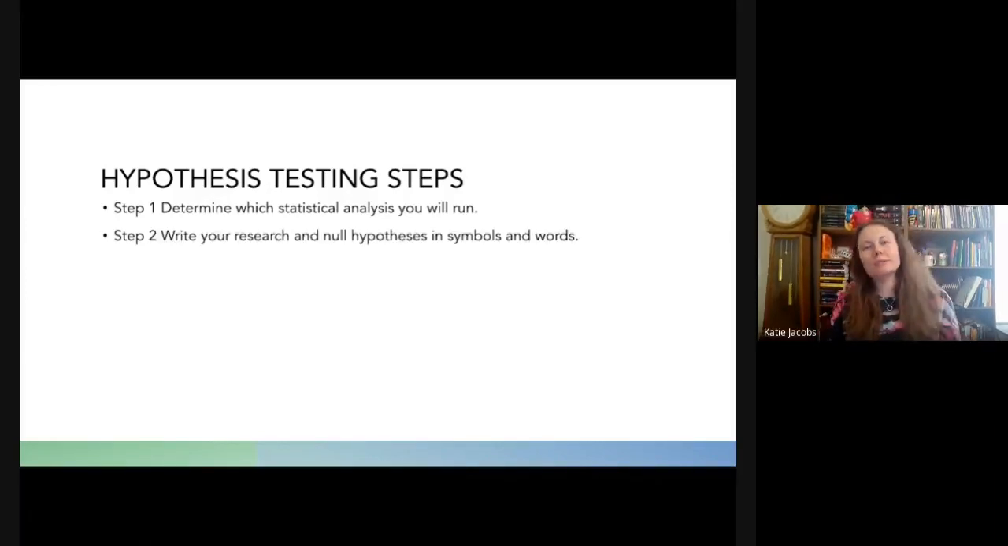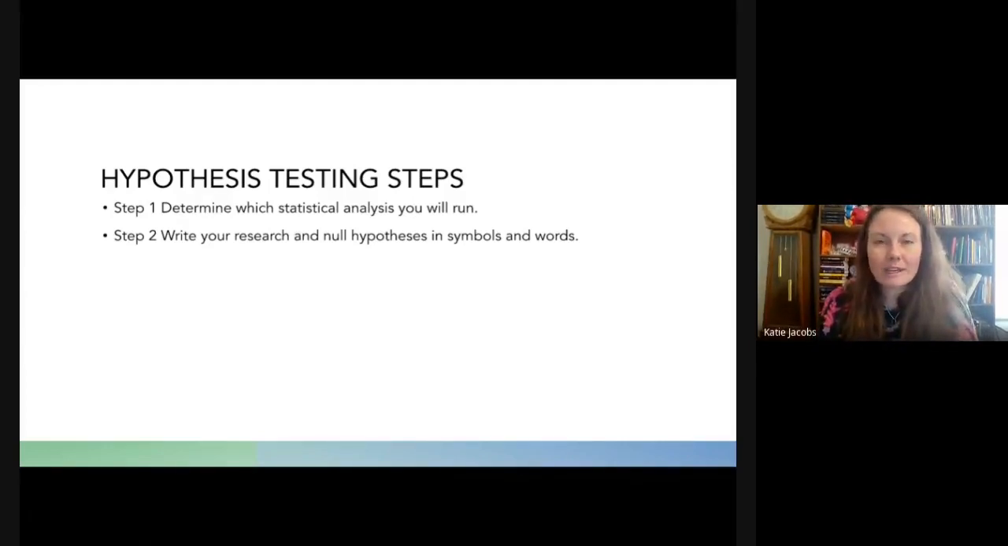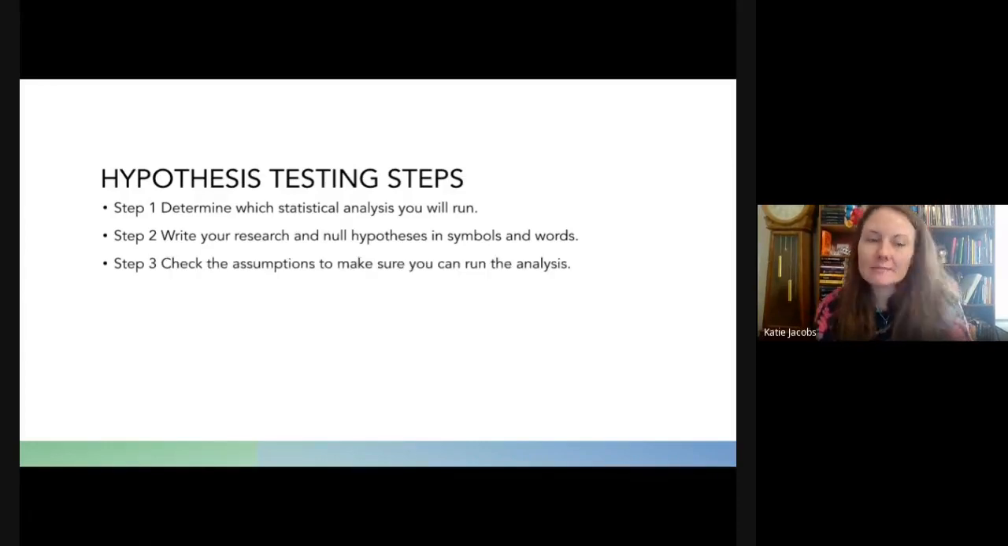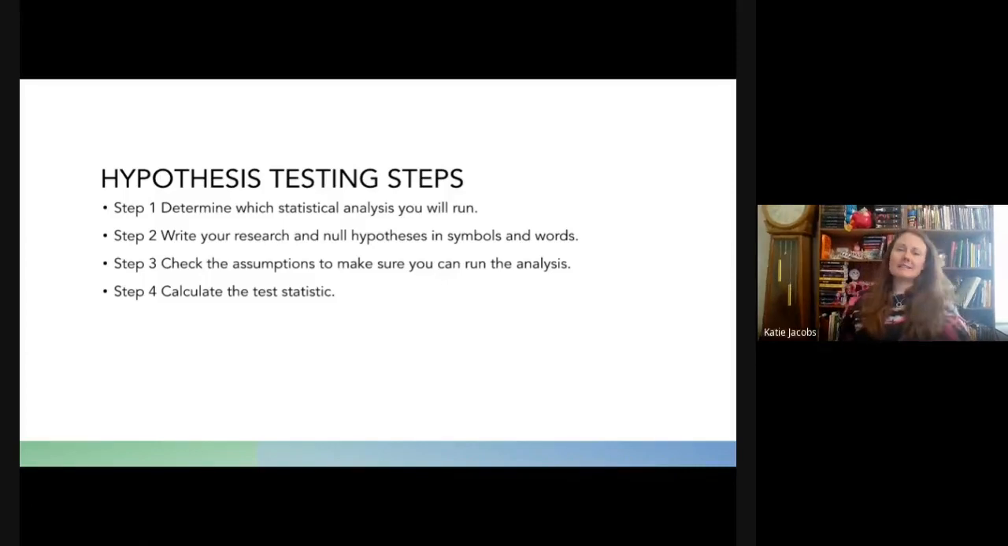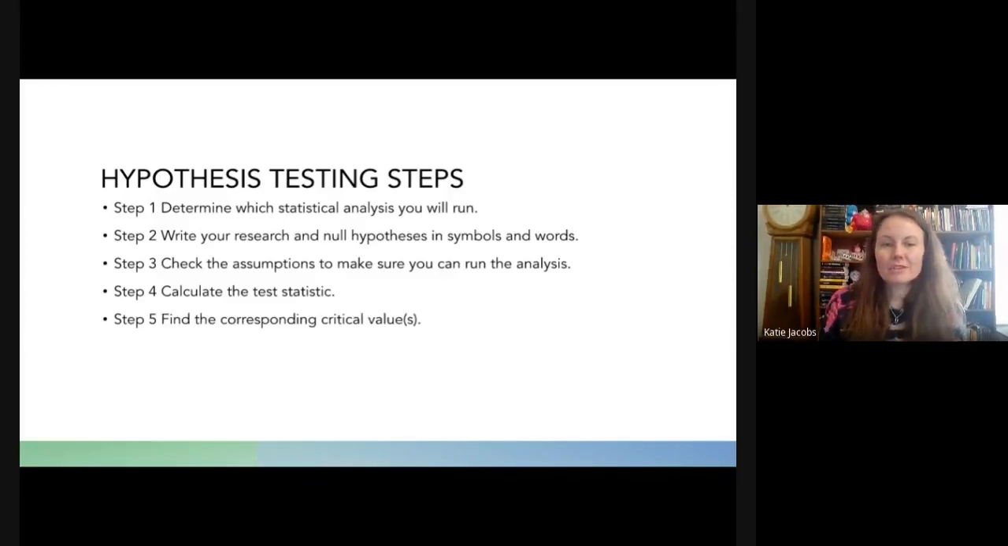If you said we write out our research and null hypotheses in symbols and words, you are correct. You got it. What's our step 3? Step 3 is checking those pesky assumptions to see if we can run our analysis or not. Then what is step 4? Step 4 is calculating our test statistic. Here we're going to be calculating Pearson's r, which will be symbolized by lowercase italicized r. Step 5, what's that? So step 5 is finding the corresponding critical value or values. And then step 6, what's step 6?